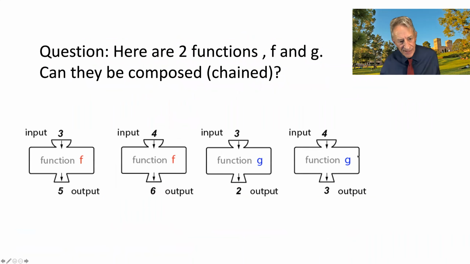So just a test here to see if we can understand this concept of chaining. Here are two functions, f and g, and they're very simple. F is defined on the set whose elements are the number 3 and the number 4, and f of 3 is 5, and f of 4 is 6. And the function g is defined on the set 3, 4, and gives you 2 as an output of the input 3, and 3 as an output of the input 4. And my question is, can these two functions be chained in either order? Can we write f circle g? Can we write g circle f?